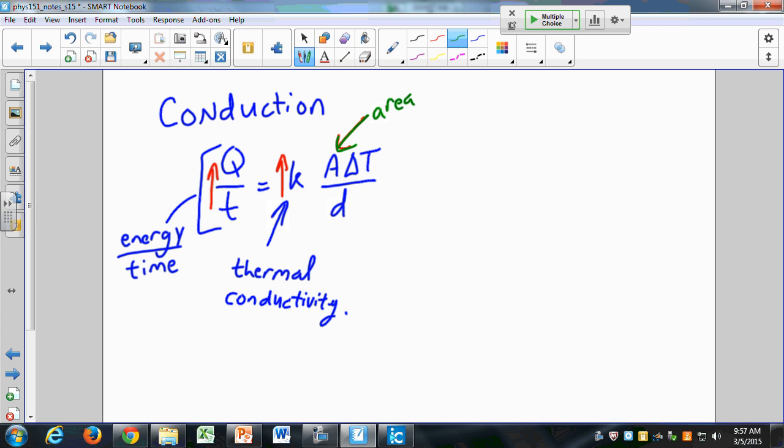Delta T is the difference in temperatures between the two substances.